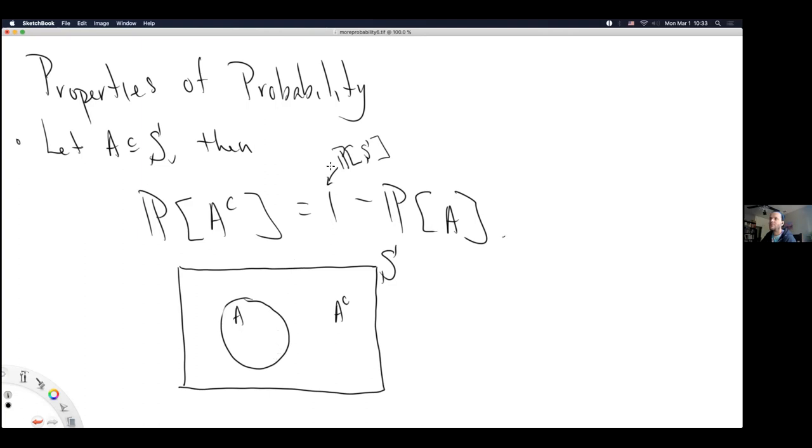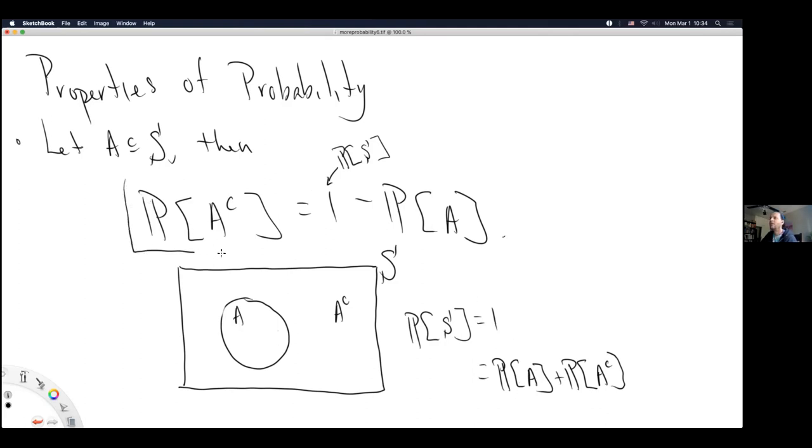Another way to see that is by maybe rearranging this expression. If you just take the probability of the sample space, which is equal to 1, we know that's also equal to the probability of A plus the probability of A complement. Those two pieces together give us the probability of the sample space, which we happen to know is equal to 1. So all we're saying with this property is that you can find the probability of a complement by just taking 1 minus the probability of A.